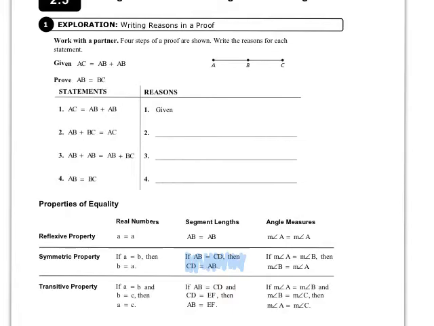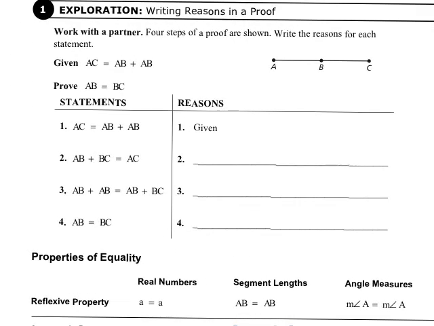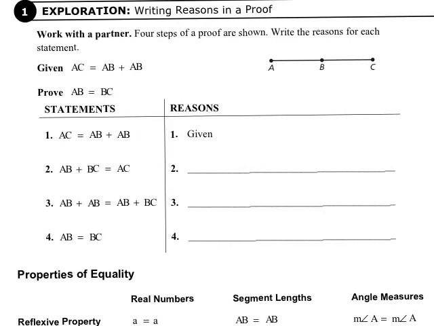So let's look at this exploration up here and see what we can make of it. Okay, so we're given that AC is equal to AB plus AB.